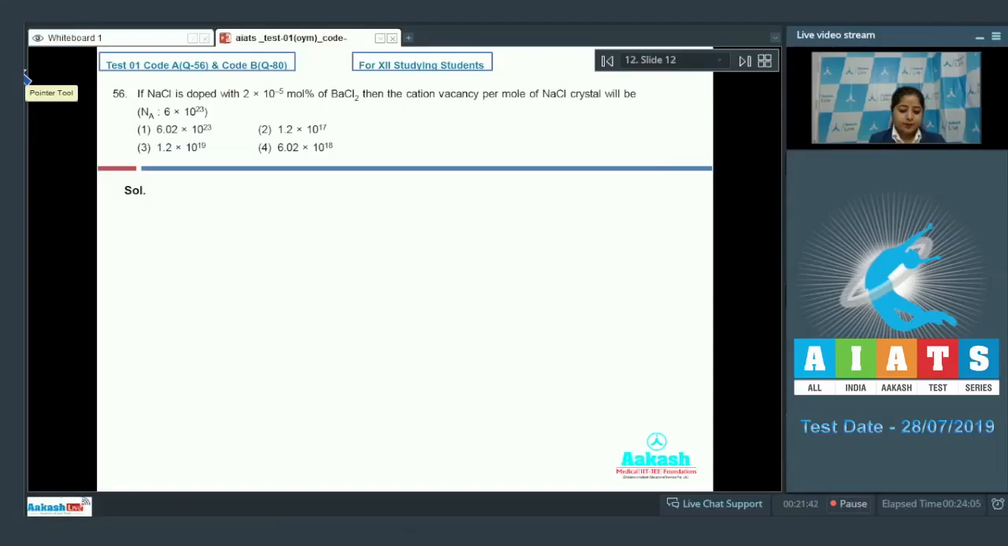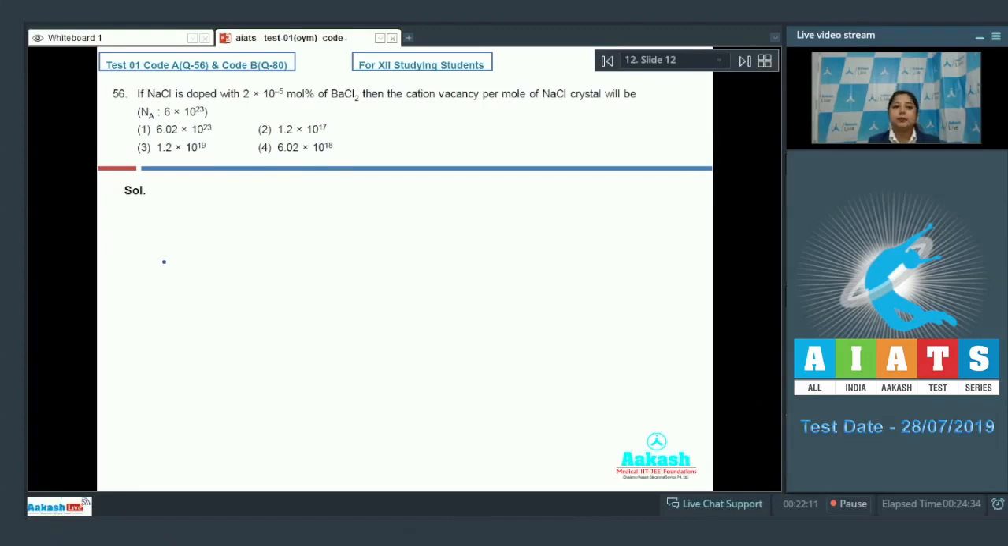Let's read the question, class. If NaCl is doped with 2 × 10^-5 mole percent of BaCl2, then the cation vacancies per mole of NaCl crystal will be. The options are 6.02 × 10^23, 1.2 × 10^17, 1.2 × 10^19, 6.02 × 10^18.